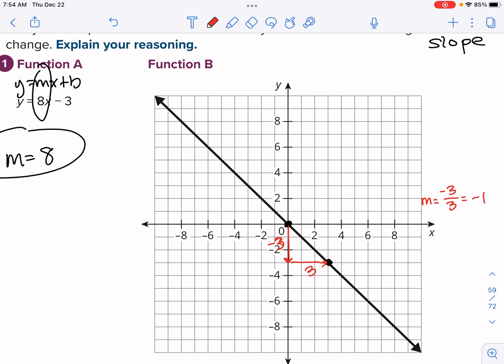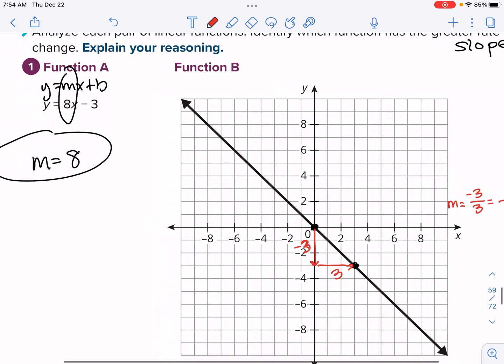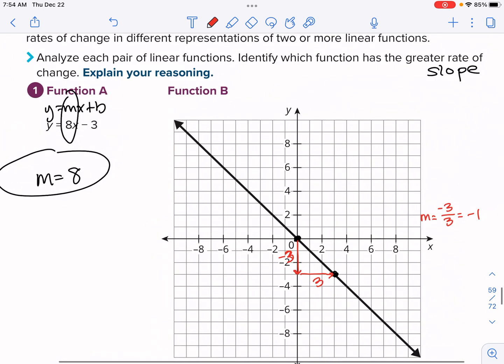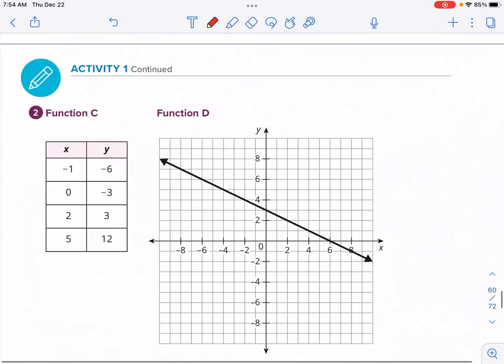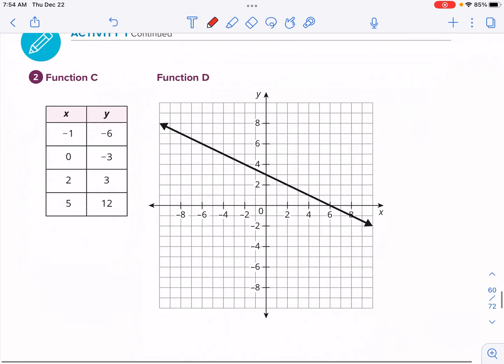So which number has a greater rate of change? Function A has a slope of 8, and function B has a slope of -1. So we would say that function A is steeper, and I'll just put a check mark through it. That's pretty much all we do, right? We know how to find the slope of each one. But now let's move on to other representations, on the next page, page 434.